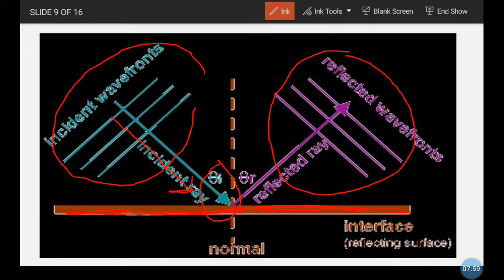What is the property? When a wave strikes a surface, then it bounces back in a particular direction. This property is known as reflection. This property of waves is known as reflection.